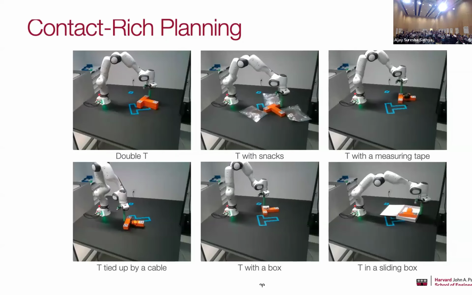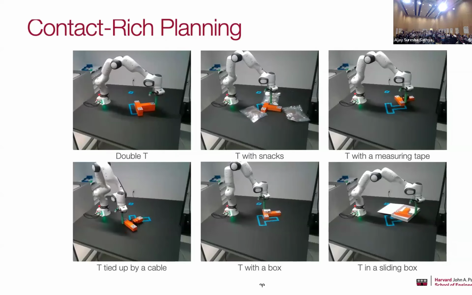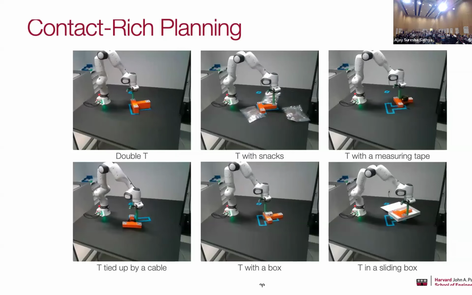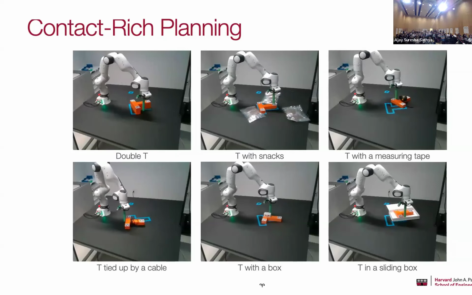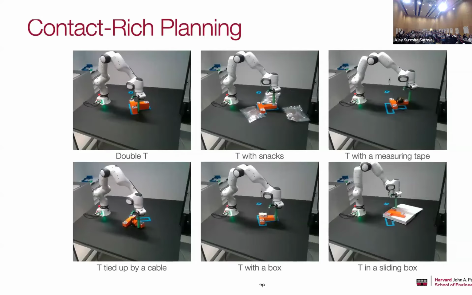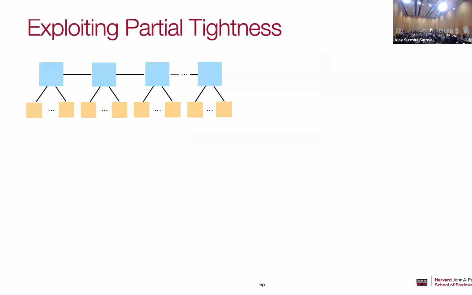For example, here, I think the one I like the best is the bottom left, where you tie up this T with the cable. Then the contact is really shifting between the points on the T, right? And you see that eventually it will still be able to push that into the target position.